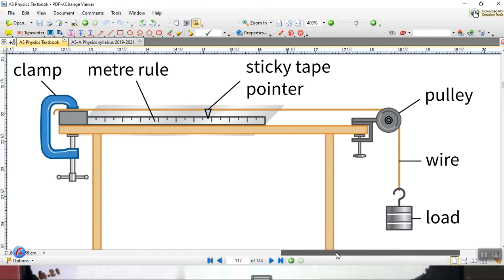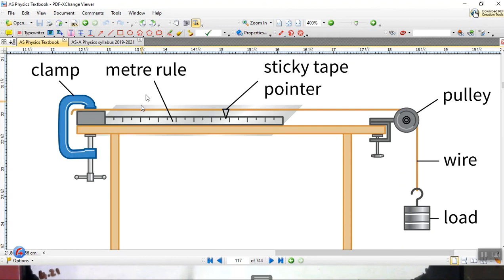So that means that the stress is specifically about the thickness of the wire compared to the load, and the strain is going to be how much it extends.